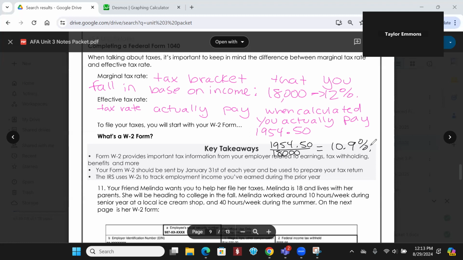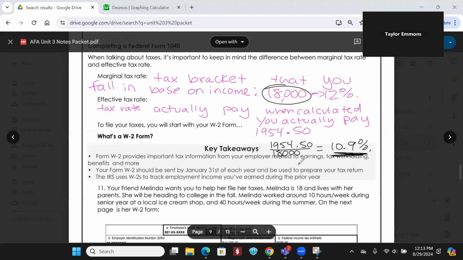Okay, so if I asked you for the effective tax rate, you would calculate the 1,954.50, and you would take it out of your total income, and that would be that percentage. So you're actually taxed at 10.9%. It's almost like you are put into a group, grouped at 12%, but you might be taxed a little less than that. You will be between 10 to 12%. Does that make sense? Yes, no, maybe.